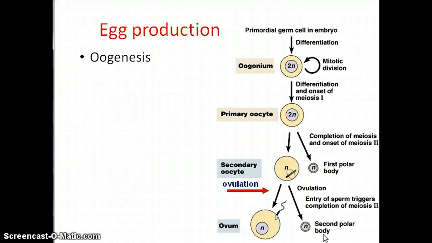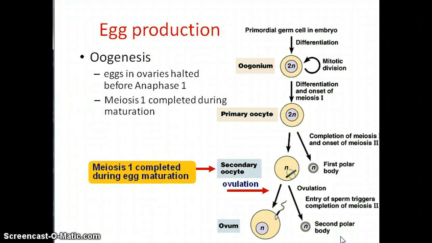So these polar bodies, they're still learning about what function they serve. It was originally believed that they just disappeared and were reabsorbed into the body, but there is now some thought that they perhaps help with some other functions within the body. But what you need to know is that at the end of meiosis 2, when we're talking about oogenesis, we end up with just 1 mature egg rather than 4 gametes.